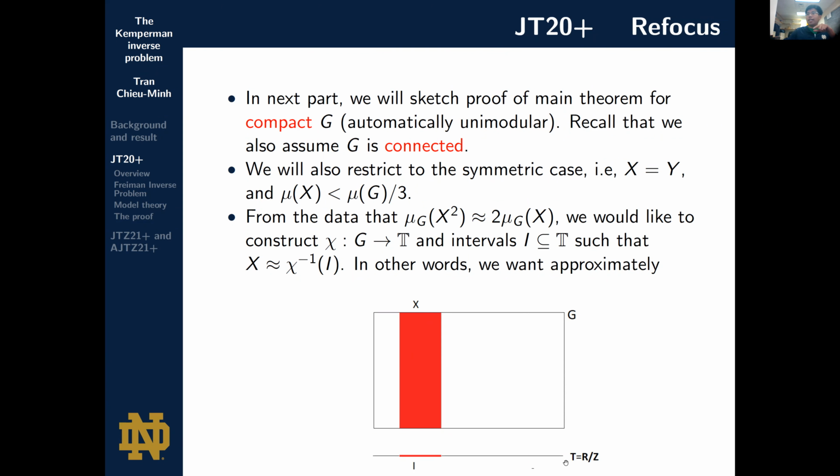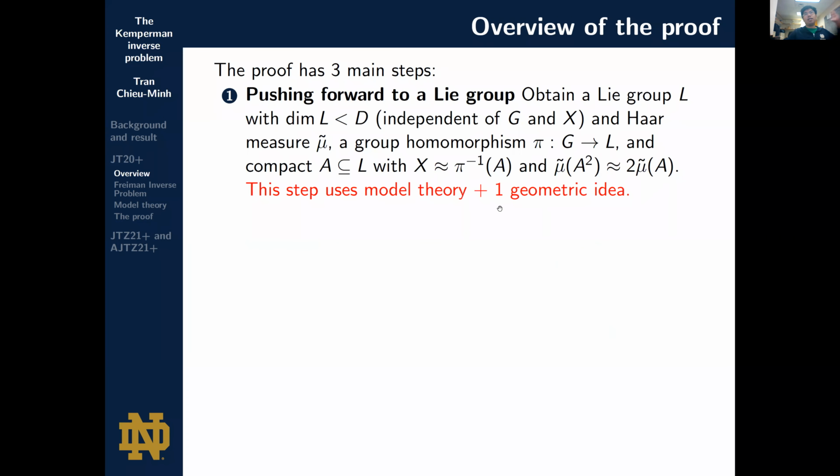But we do not go all the way down to the torus. We are only going down to a Lie group with bounded dimension, right? So it is like an intermediate step where you start from a locally compact group and go down to a Lie group with bounded dimension. And this step used model theory, or more precisely the theory of approximate groups, together with one new geometric idea.